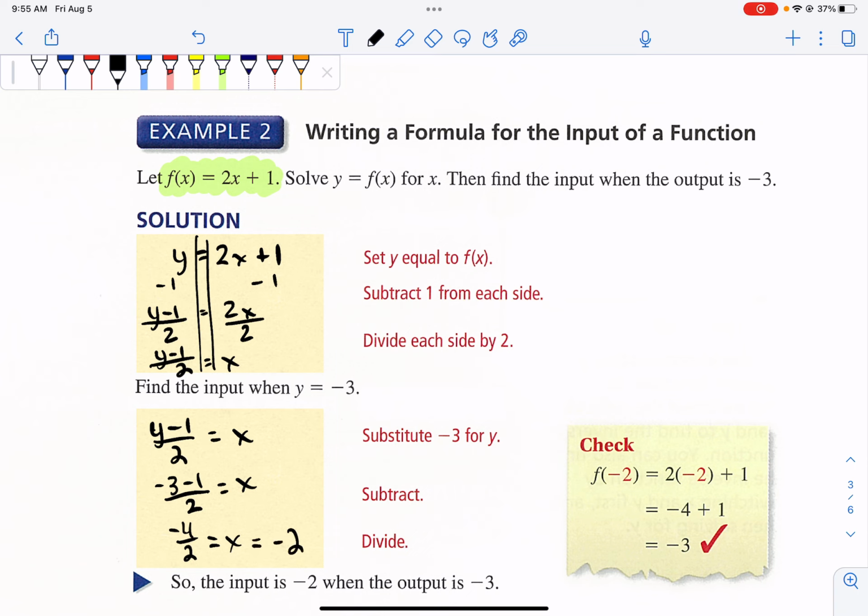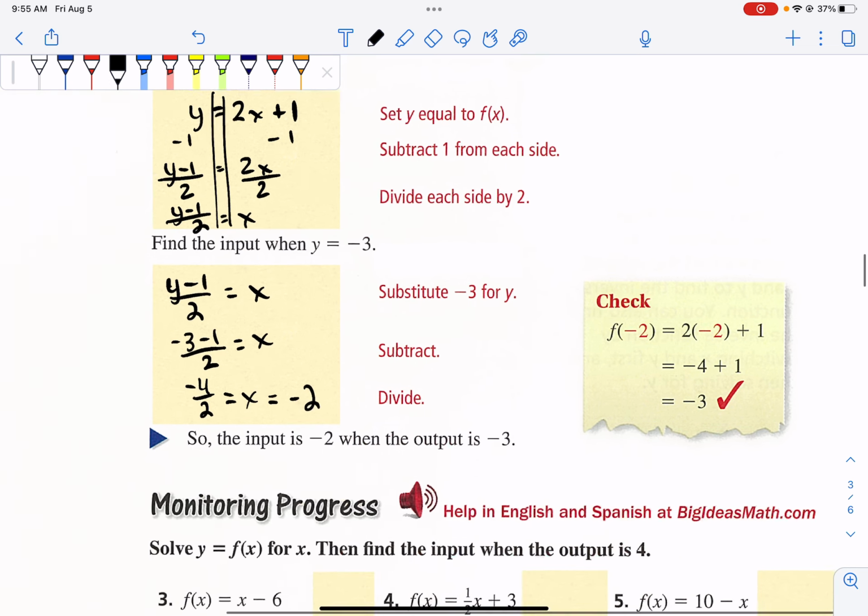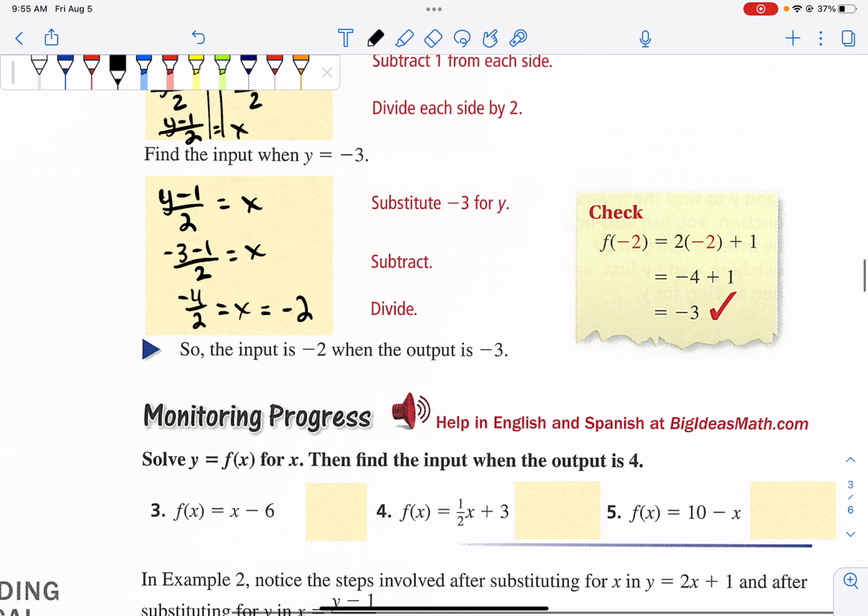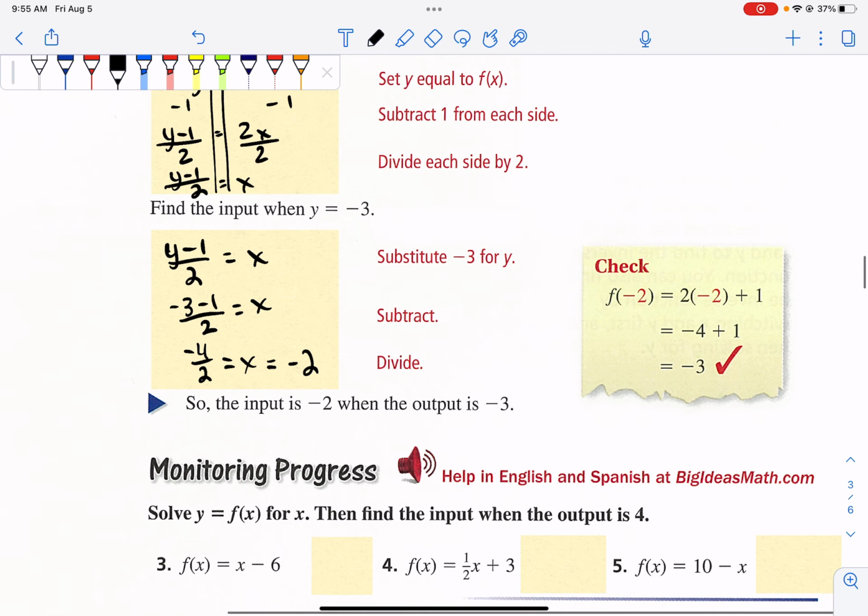So instead of solving for a y value, I knew the y value, I needed to figure out the x value. So I just switched the equation around. I solved for x and I plugged in my value for y, all right? So when the input is -2, the output is -3.